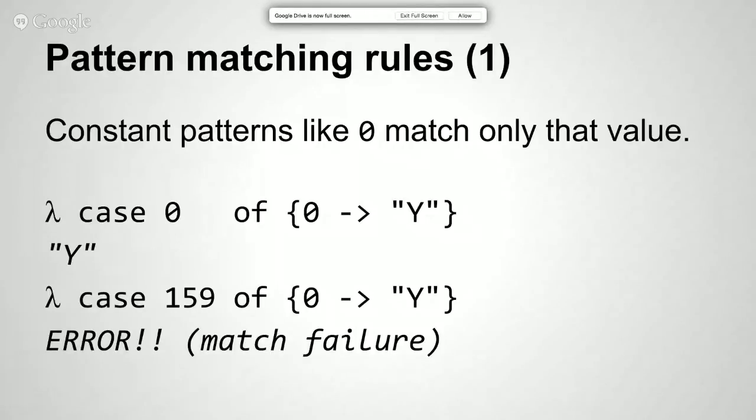So the simplest pattern matching rule is the one that pertains to constant patterns, like 0, which is that they only match that value. So 0 matches 0, and the case up top returns the string y. And then we throw 159 in there, and it's a match failure because it doesn't match 0, and there's nothing else that it can match.